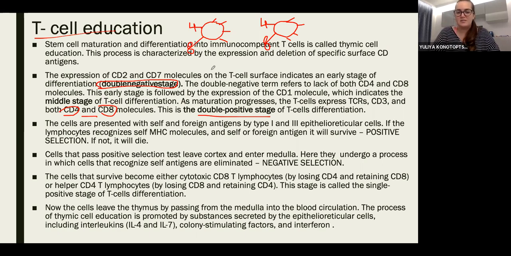So the same are your T lymphocytes here. They want to be everything. They want to be both cytotoxic and T helper. Why decide now, right? So I would rather just express both of them, CD4 and CD8.